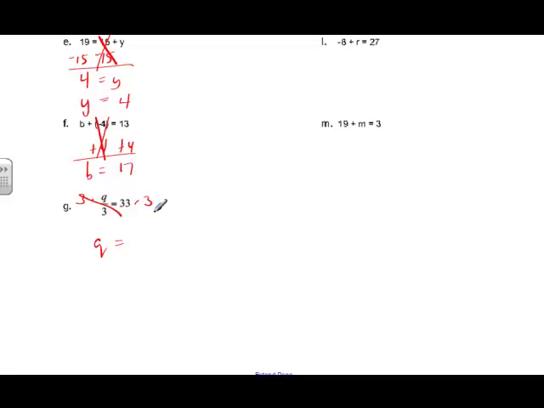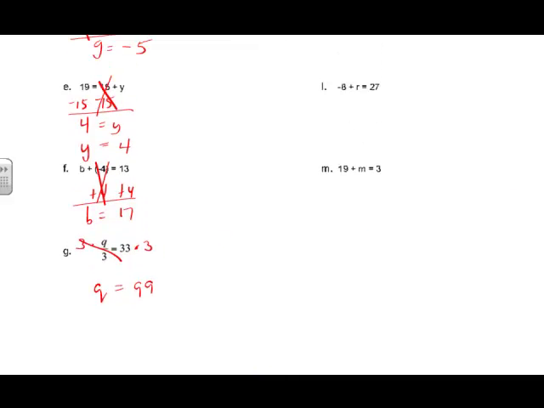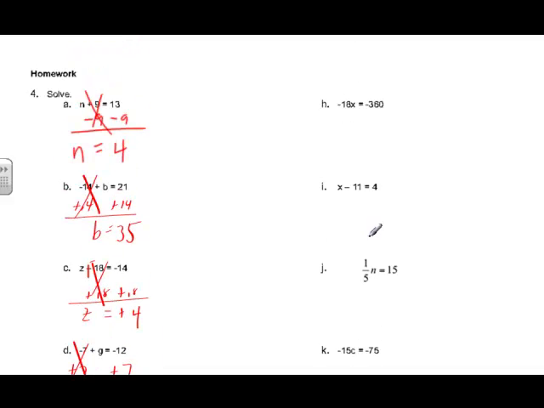33 times 3. What's 3 times that 3? Oh, 99. There you go. Forget these calculator things. That's just dumb. Here's a calculator. All right, here we go.